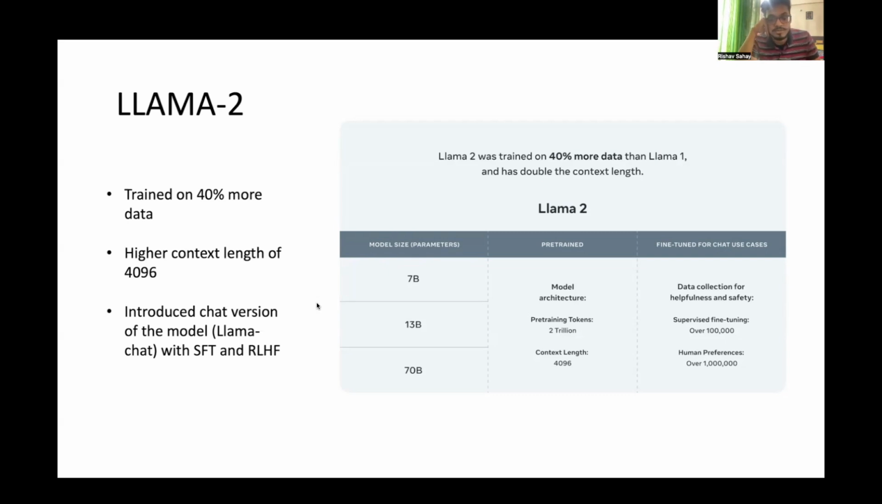Along with the pre-trained version, this time around they also introduced the chat version of Llama 2, which is known as Llama Chat. It has undergone supervised fine tuning over 100K data samples. And it has also been trained using RLHF over human preferences on over 1 million data samples.